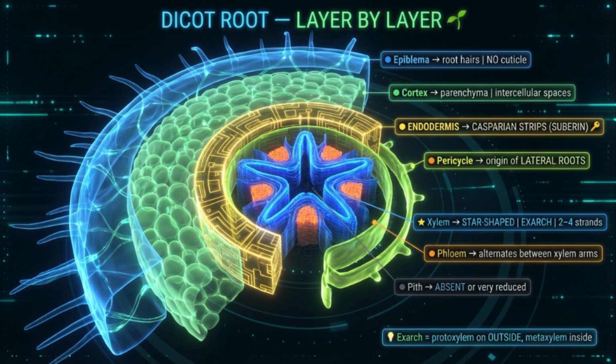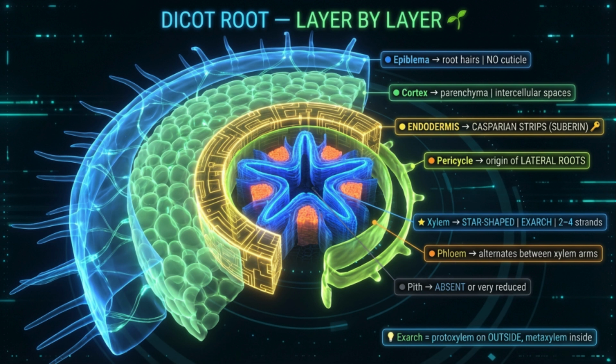Because of these strips, water cannot pass between endodermal cells. It has to pass through the cytoplasm, through the living part of the cell. This forces every molecule of water and every dissolved mineral through a living checkpoint. The plant gets total quality control over what enters its vascular system. Brilliant engineering. Just inside the endodermis is the pericycle.